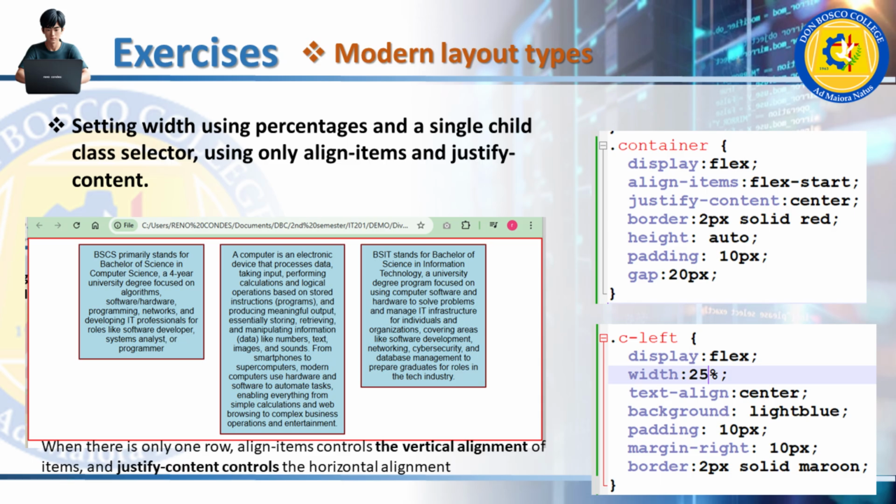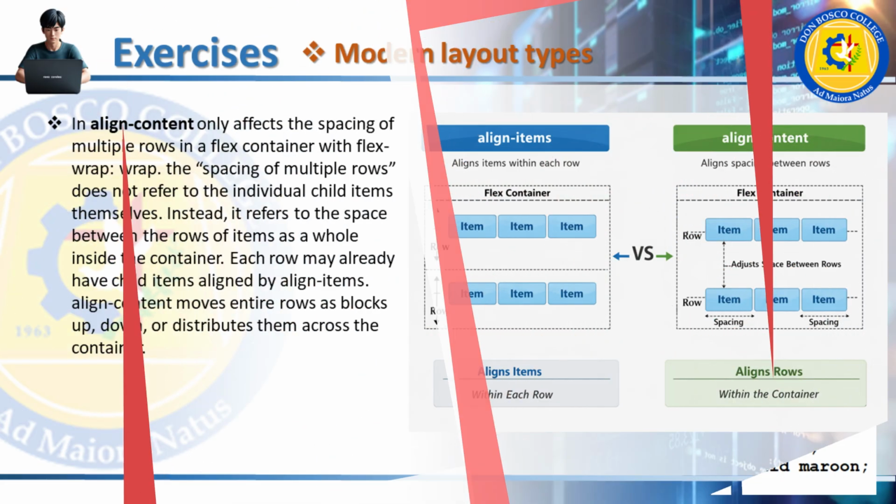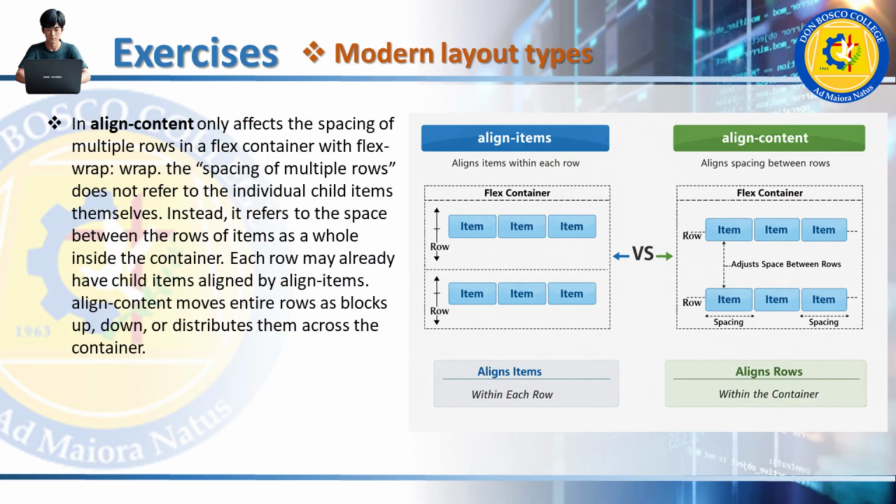This is because Align Content only affects the spacing of multiple rows in a Flex container with FlexWrap. When there is only one row, Align Items controls the vertical alignment of items, and Justify Content controls the horizontal alignment, so the layout will still appear properly aligned. Align Content only affects the spacing of multiple rows in a Flex container with FlexWrap.